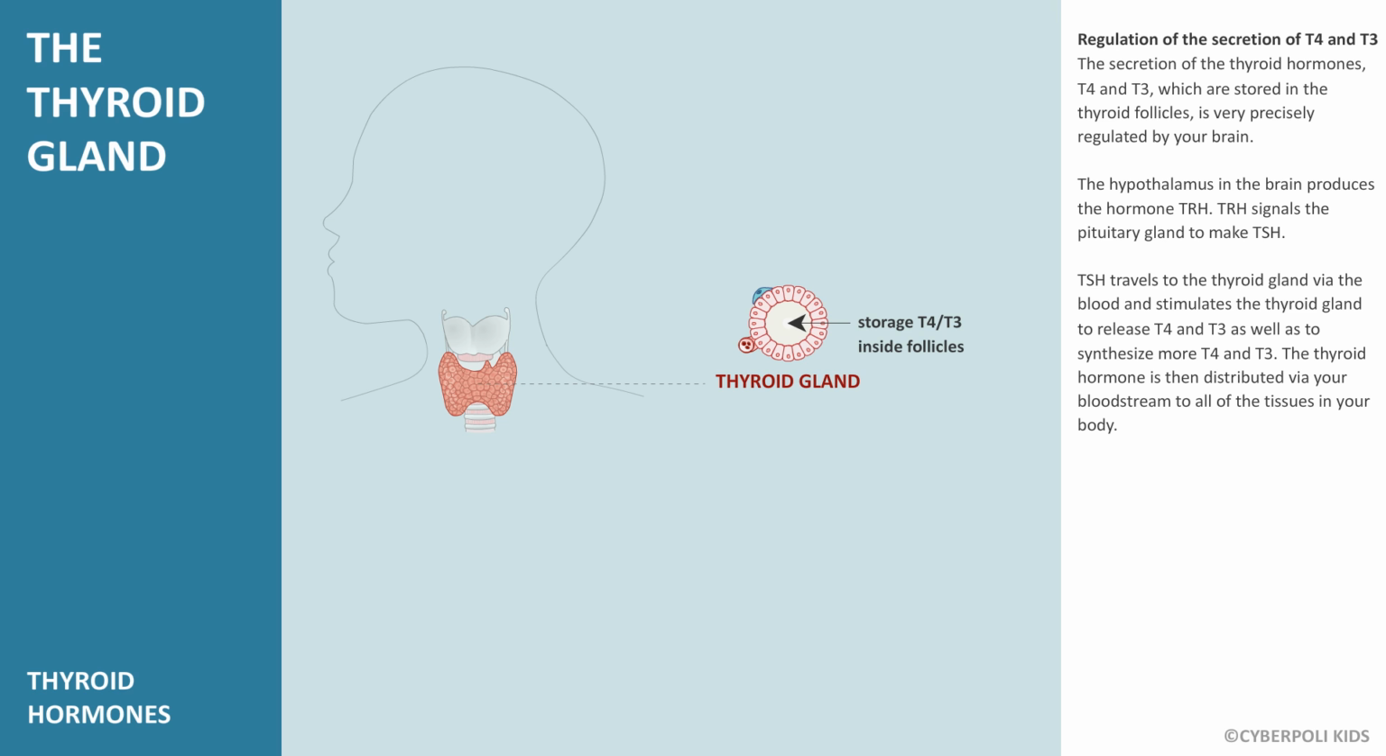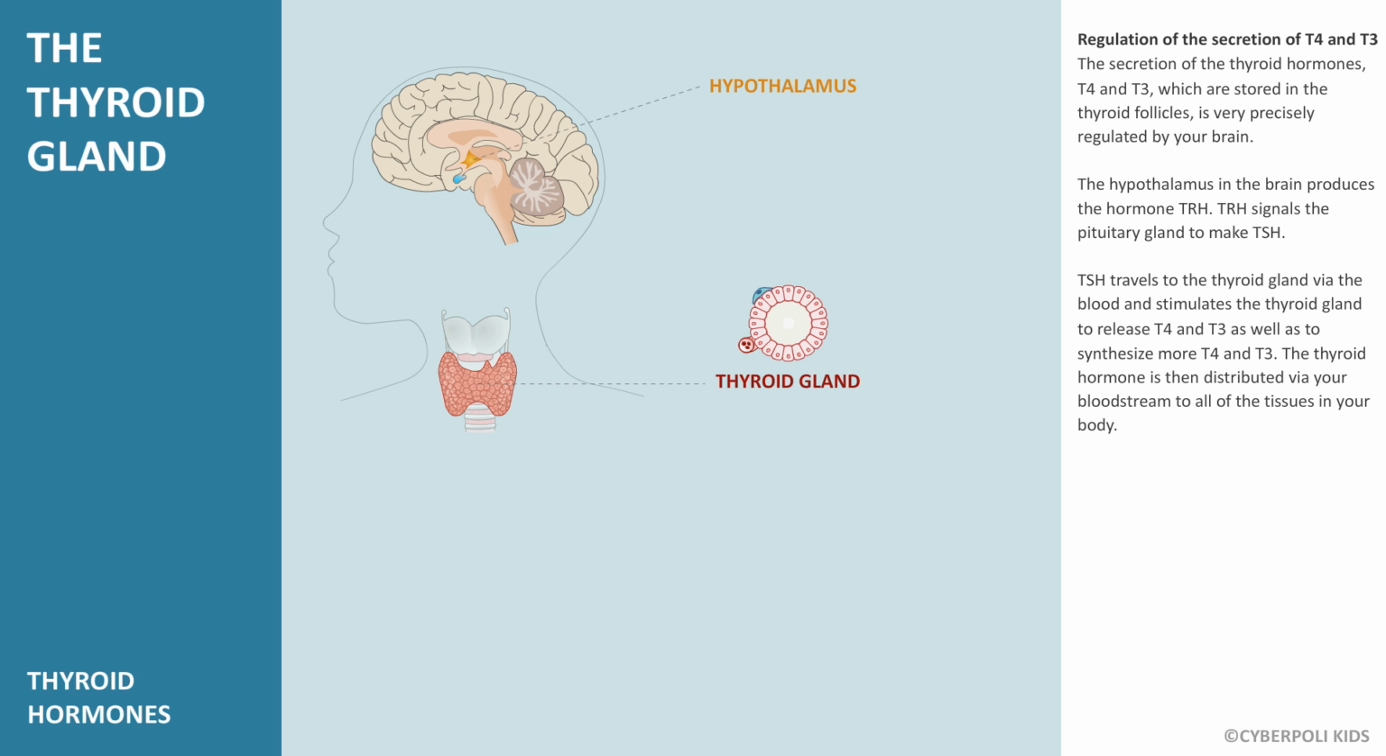The secretion of the thyroid hormones, T4 and T3, which are stored in the thyroid follicles, is very precisely regulated by your brain. The hypothalamus in the brain produces the hormone TRH. TRH signals the pituitary gland to make TSH. TSH travels to the thyroid gland via the blood and stimulates the thyroid gland to release T4 and T3, as well as to synthesize more T4 and T3. The thyroid hormone is then distributed via your bloodstream to all of the tissues in your body.